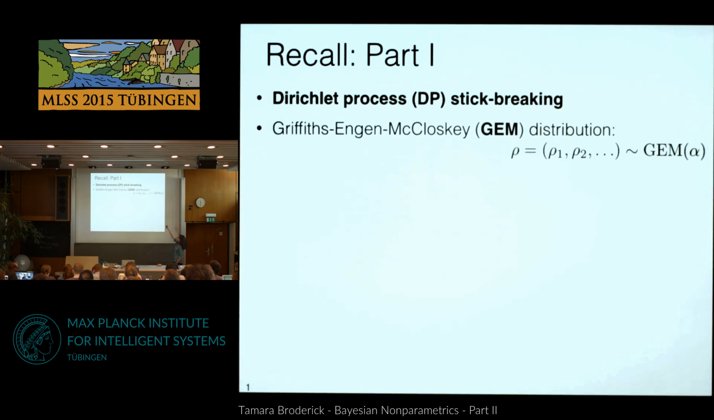The output of a draw from a GEM distribution was this infinite sequence of probabilities: rho 1, rho 2, rho 3, et cetera. This is a countable infinity of probabilities. They're all between 0 and 1, and they add up to 1.